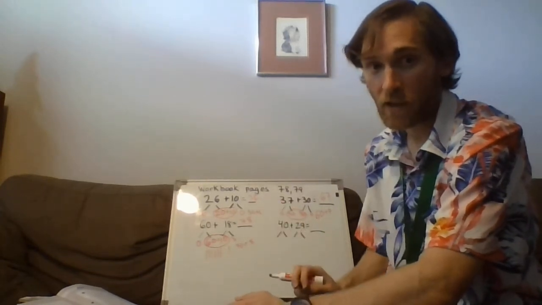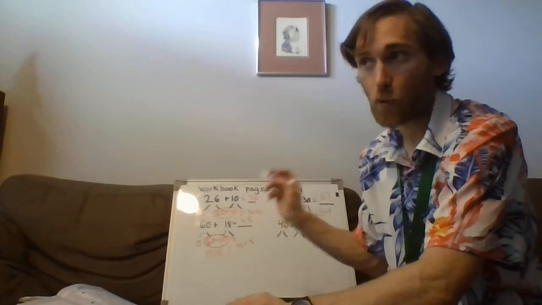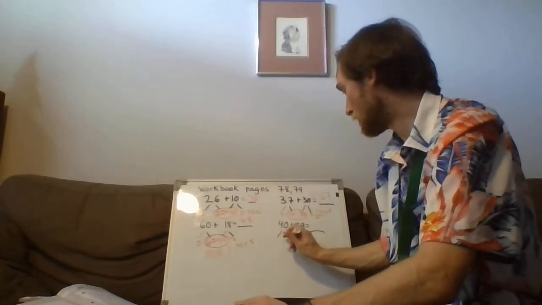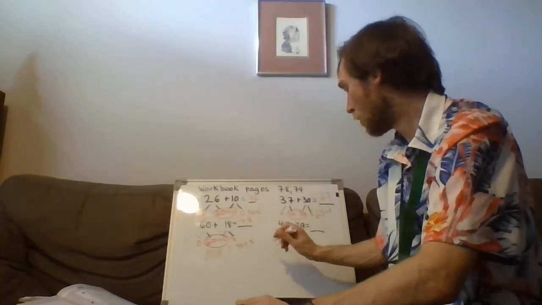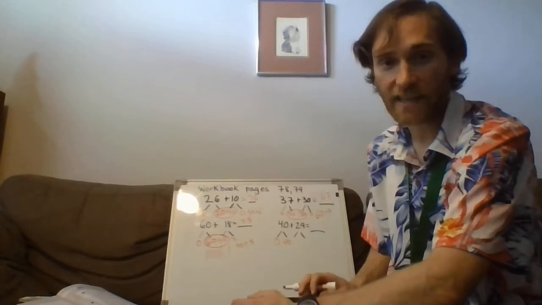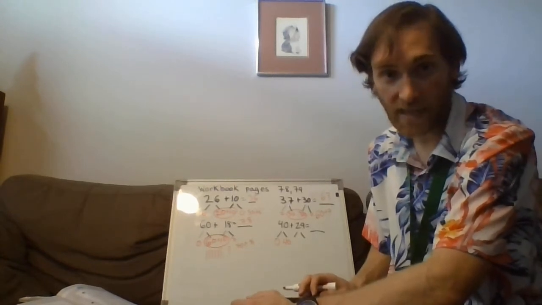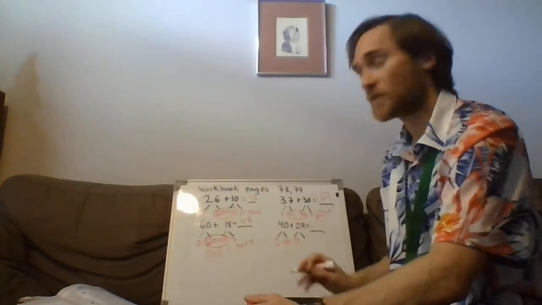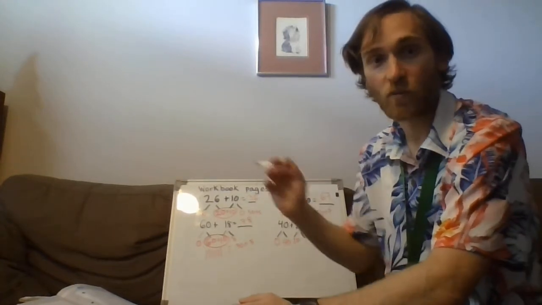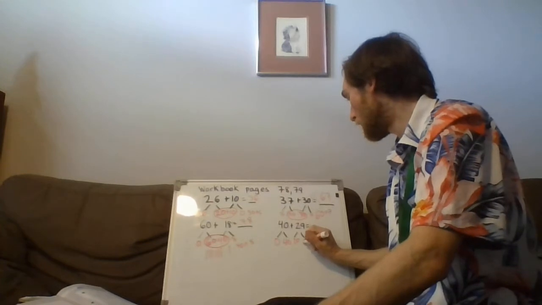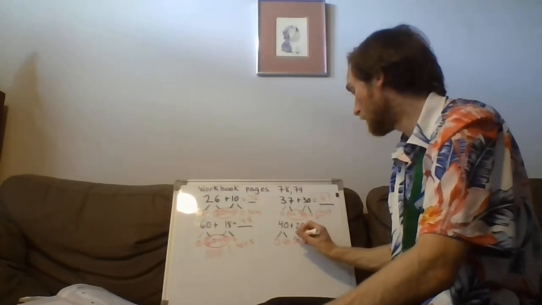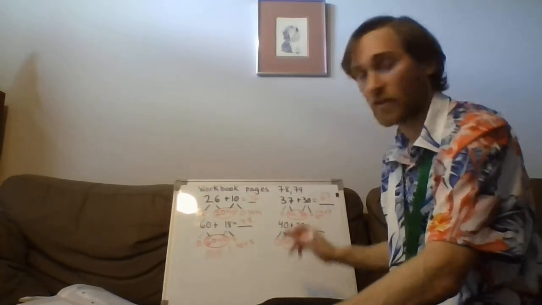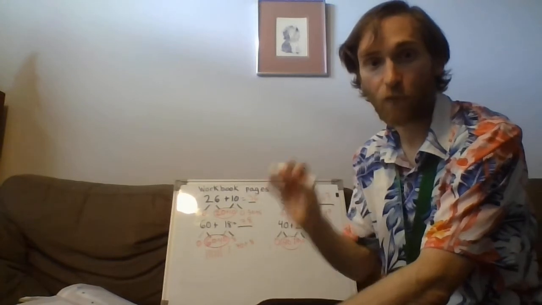So 40, there's a 4 in the 10 spot. 4 tens is 40. There's a 0 in the 1 spot, so that's a 0. Then 29. There's a 2 in the 10 spot, so that's 20. And there's a 9 in the 1 spot, so that's 9. Breaking apart 29 is 20 and 9. I'm now going to add the tens together. 40 and 20.